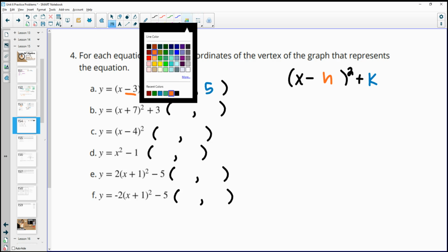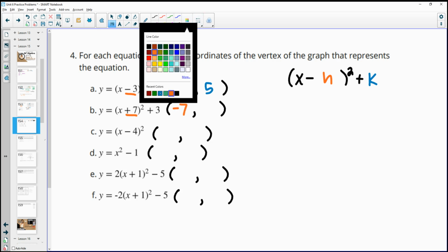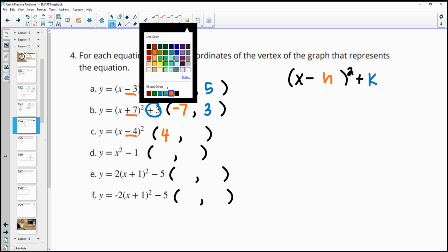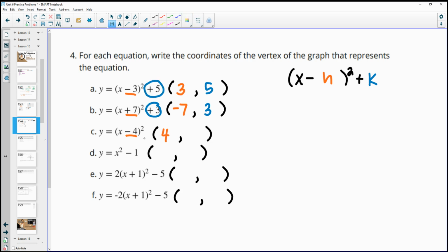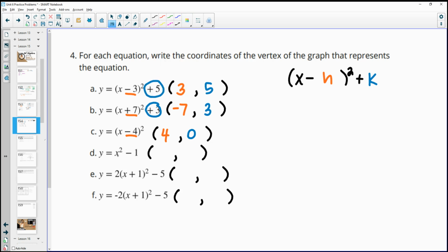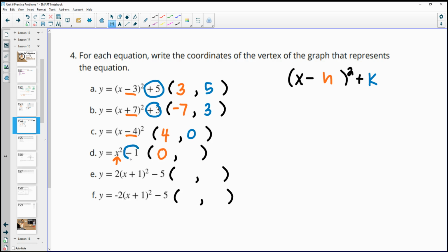For the second one, the opposite of +7 is -7. And then we want to keep this outside number the exact same as our y value. For C, the opposite of -4 is +4. And then we don't have anything outside of here, so that's really a +0. So the y coordinate is going to be 0. For D, we don't have anything in with the x, right? So that's going to be a 0. And then our y coordinate, we see a -1 on the outside, so our y coordinate is going to be -1.